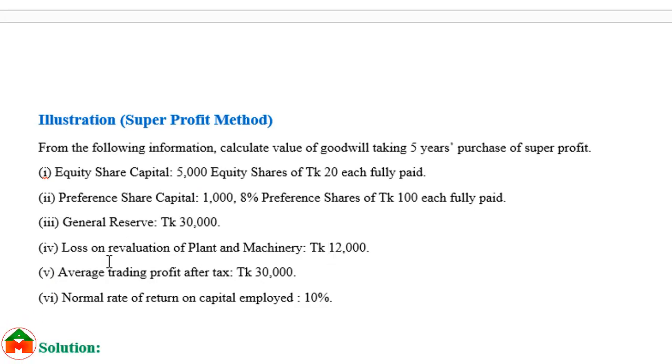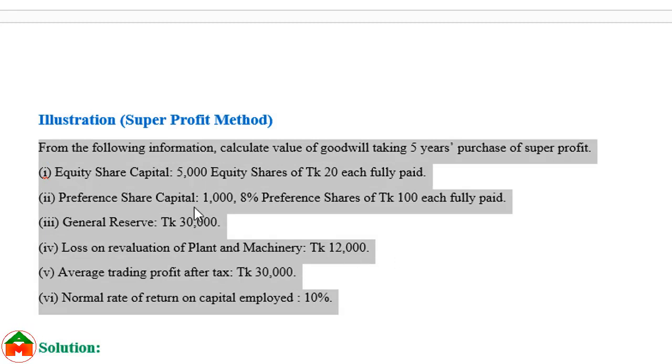And there is other information. Loss on revaluation of plant and machinery 12,000. Average trading profit after tax 30,000. This amount will be considered as the average maintainable profit, and the normal rate of return on capital employed is 10%. From this information, we will calculate the super profit, then we will find out the valuation of goodwill.